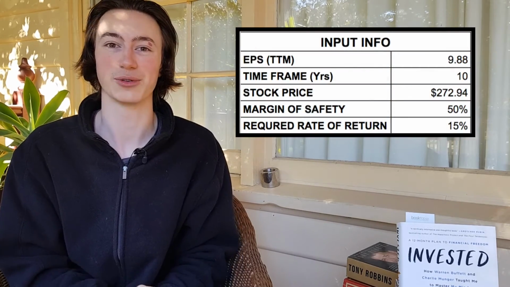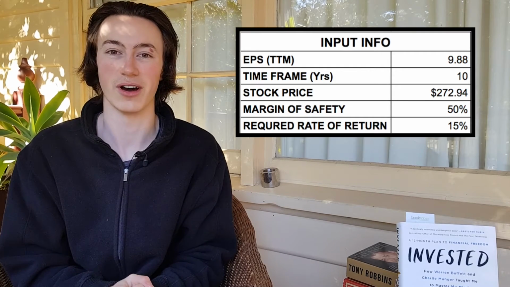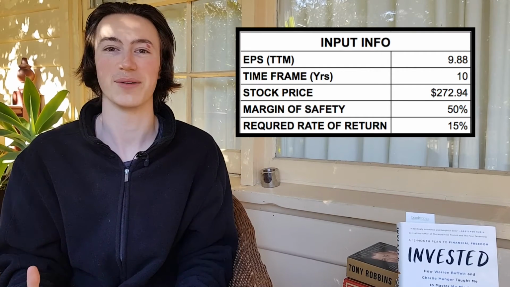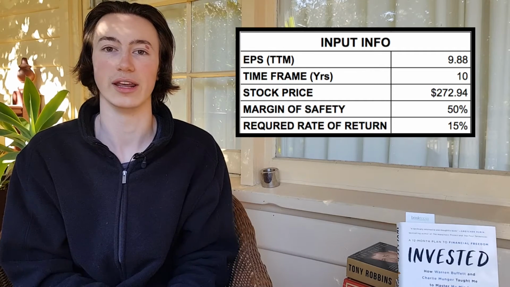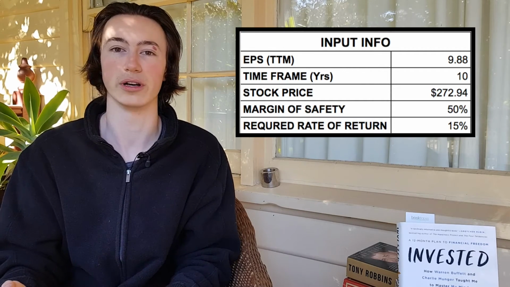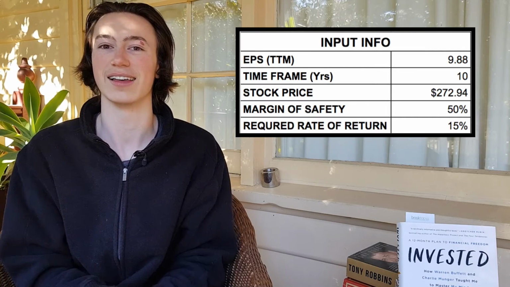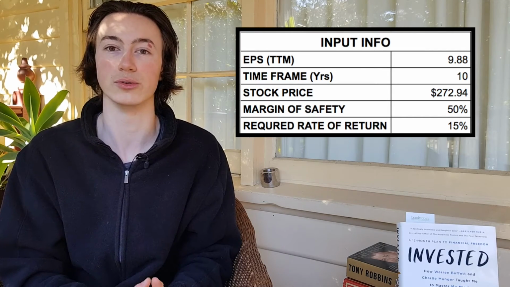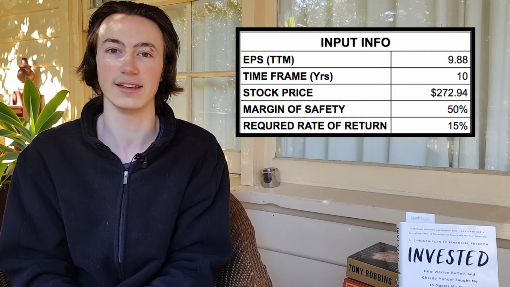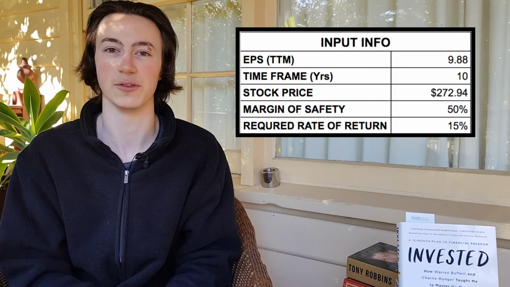So similarly, we need to input a couple of data points. We need the trailing 12-month EPS, which is 9.88. We need the time frame, which is still 10 years. We need the margin of safety, which is the buffer we're going to allow for error in our valuation, which is going to be 50%. And lastly, we're going to need what return we want to get each and every year for 10 years. And the standard one that I use is 15%.